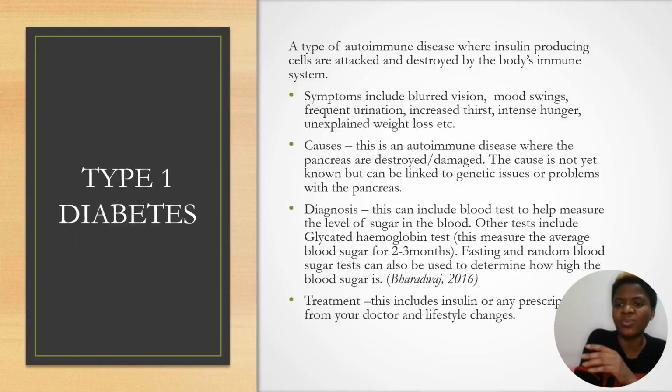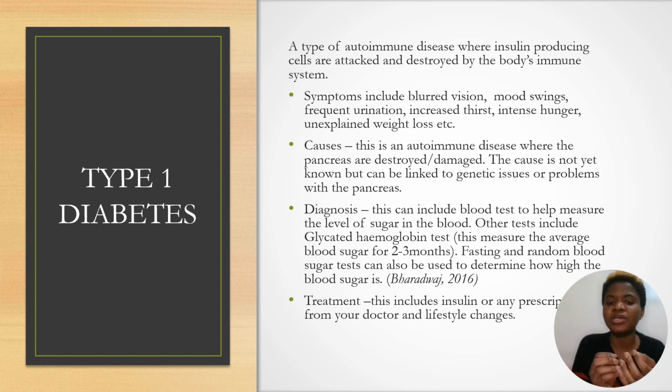Now let's look at what it is. Type 1 diabetes is an autoimmune disease where insulin producing cells are attacked. So it's something to do with your pancreas. Symptoms, we've looked at it. Causes, this is an autoimmune disease where the pancreas is destroyed or damaged. The cause is not known yet, but can be linked to genetic issues or problems with your pancreas.